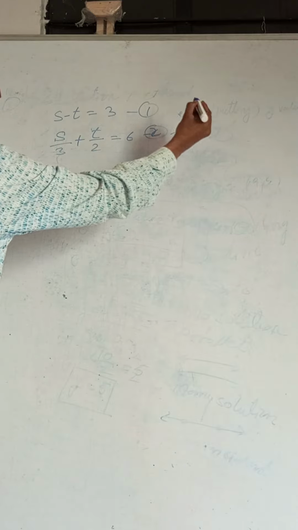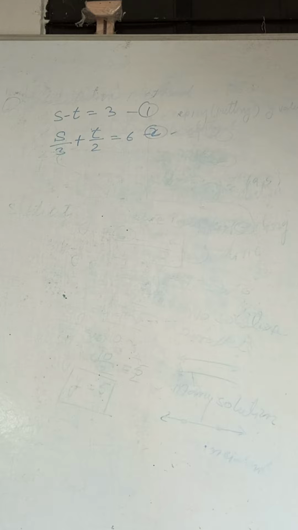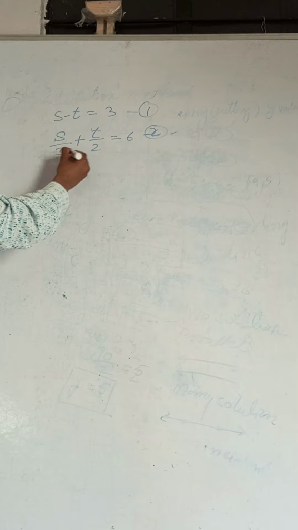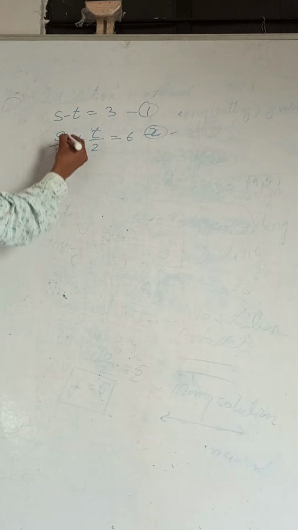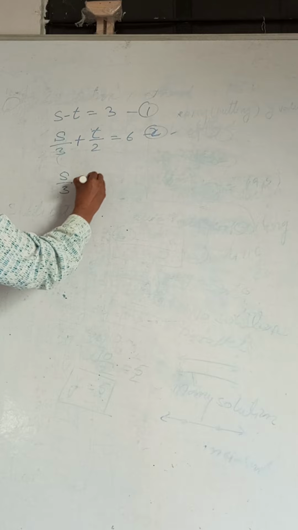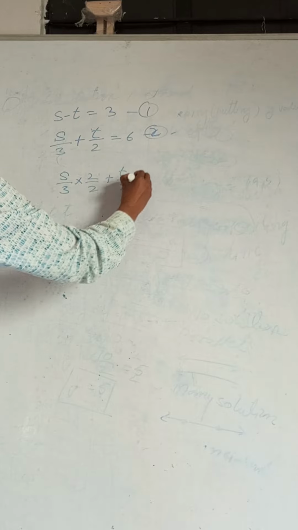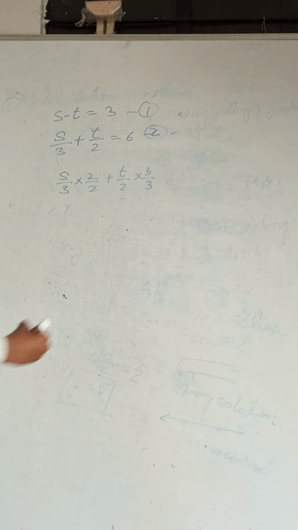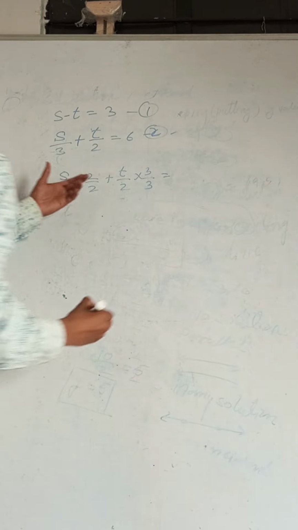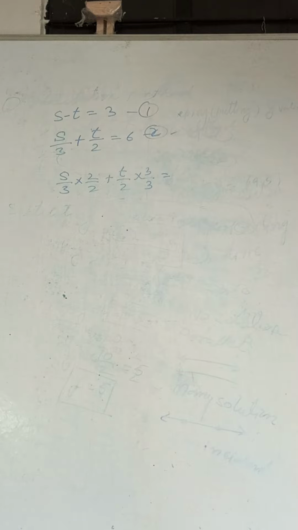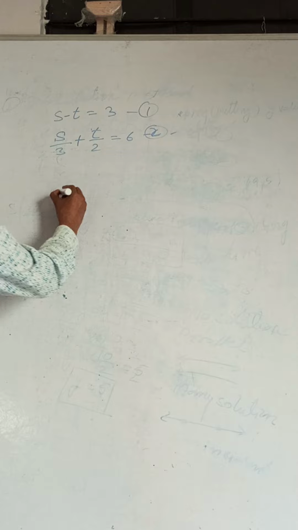Again, with our same method, choose any one equation. Suppose I choose equation number 2 this time. This is not in the proper form, so we take the LCM of this, multiplying by 6 on all sides. The LCM of 3 and 2 is 6. So s by 3 into 2 by 2 plus t by 2 into 3 by 3, and on this side also the LCM 6.